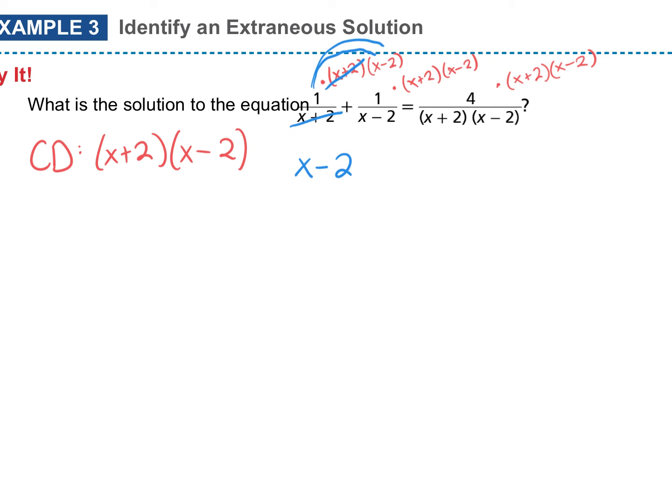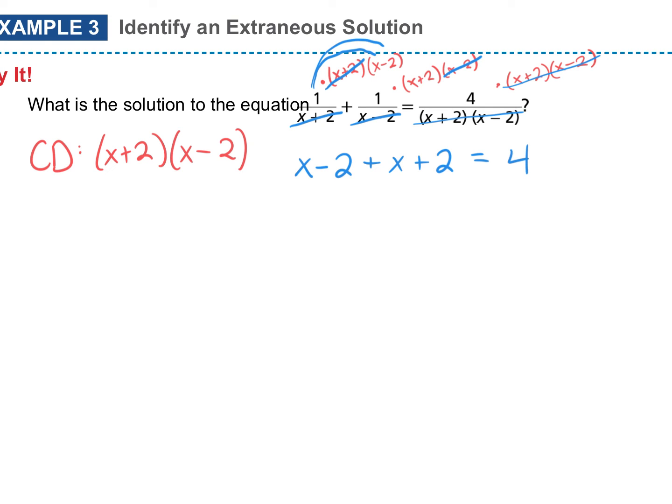X minus 2. What cancels out in our second term? X minus 2, what's left? Yep, so plus X plus 2 equals, what cancels out for our last term? Everything, right? So what's left? 4.